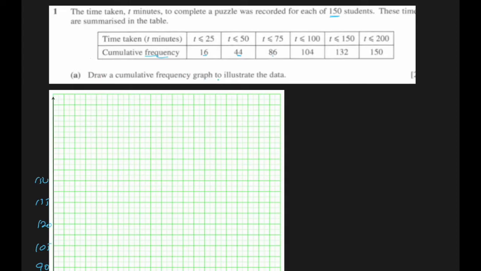Draw a cumulative frequency graph to illustrate the data. While drawing a cumulative frequency graph, we take the upper limit, which is 25 in this case. Can I write this one as 0 to 25? It says 25 and less. So 0 is part of it, so 0 to 25, but we look at the higher upper limit, which is 25. In this case it is 50, in this case it is 75, and so on, and plot them with the cumulative frequency they have here.